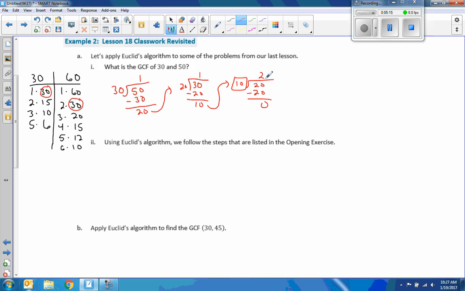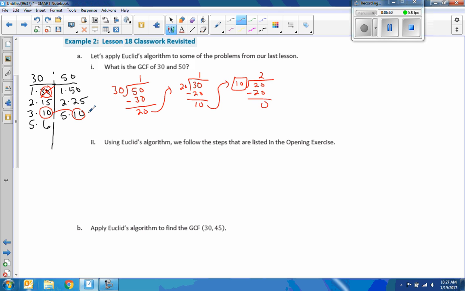Now I just paused there for a moment because I've made a mistake. So I need to fix that. I did 30 and 60 and it says 30 and 50. So just ignore this side. I apologize. But rather than starting the video over again, I can fix this. So if we do 50 like I was supposed to, 1 times 50, 2 times 25, 3 won't go, 4 won't go, 5 times 10, 6, 7, 8, 9 do not go. So my GCF is 10, not 30.